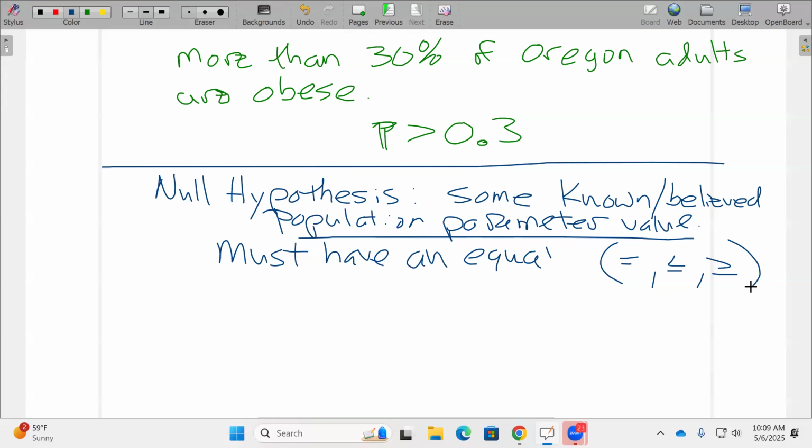So for our null hypothesis, it's either going to have an equal to, less than or equal to, or greater than or equal to. And as far as the parameters that we're going to look at, it's either going to be a mu or a p. It's going to be an average or a proportion. Then we have what's called an alternative hypothesis.